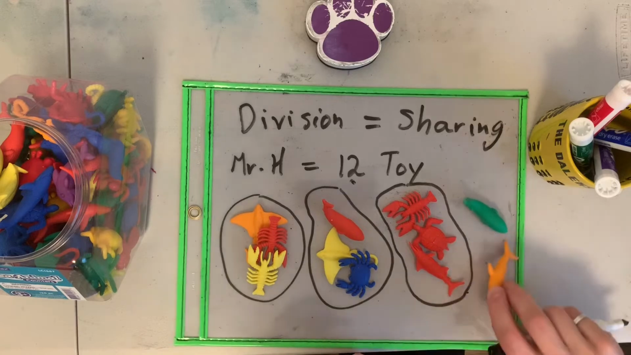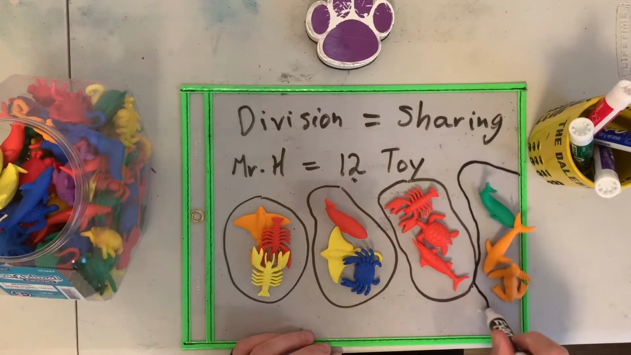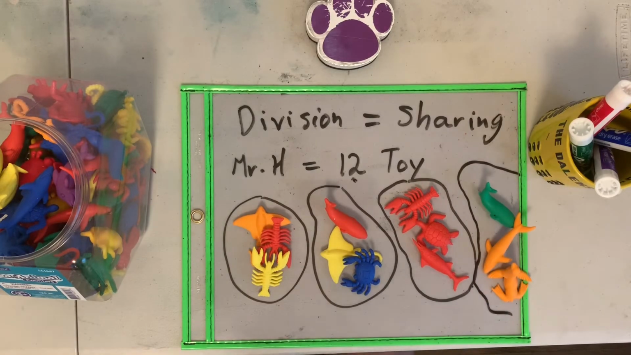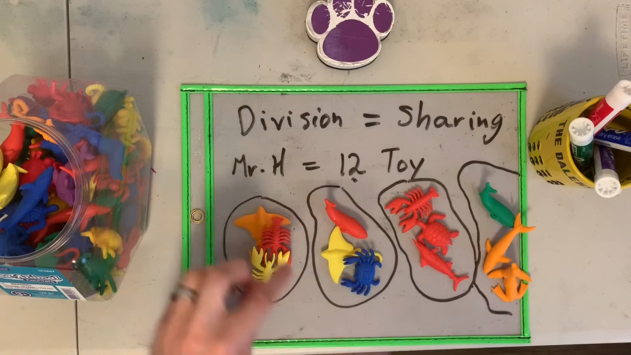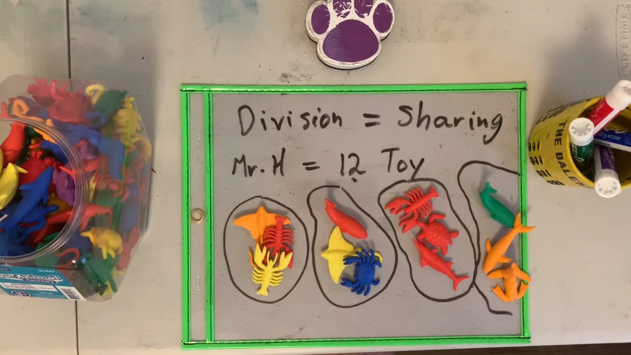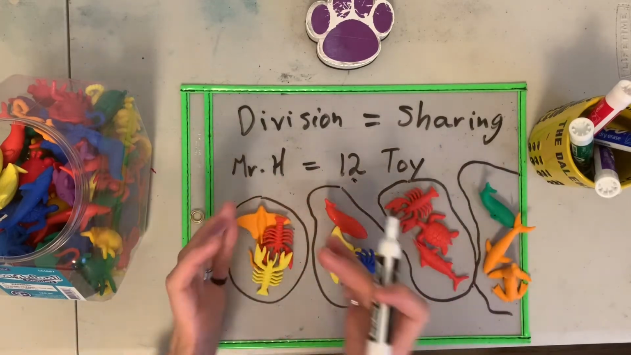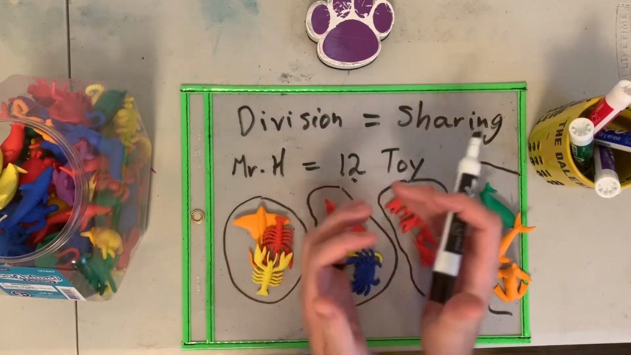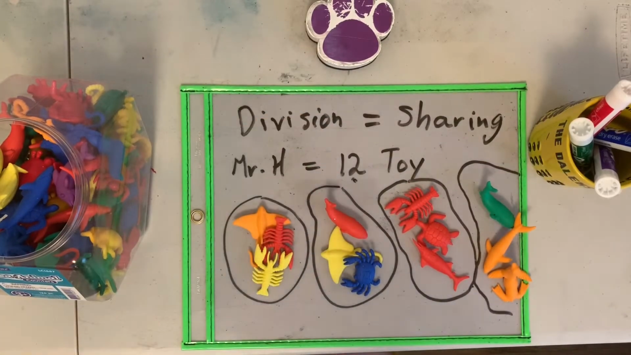1, 2, 3. And here we have another group. So, Mr. Hernandez tenía 12 juguetes. I had 12 toys. And I gave to each of my friends 3 toys. I am not adding 12 plus 3. No estoy sumando 12 más 3. Yo estoy dividiendo. So when I divide, I make smaller groups. Hago grupos más pequeños que este número.